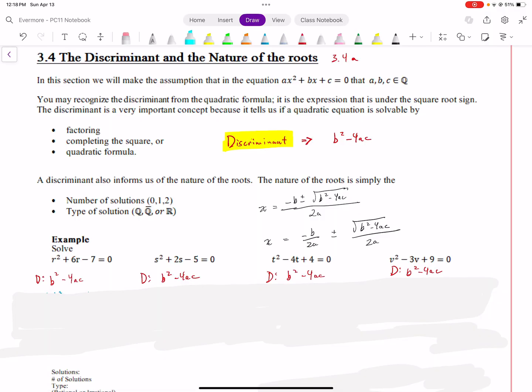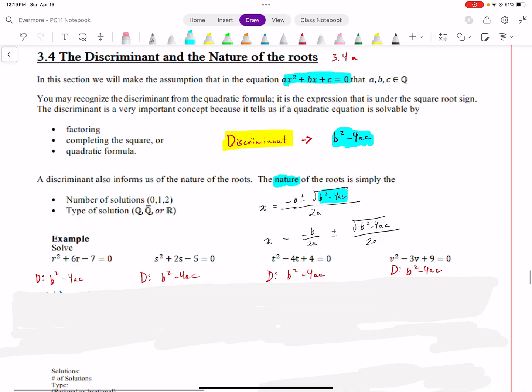So let us take a look at the discriminant. If we have an equation in general standard form, ax squared plus bx plus c is equal to 0, we can recognize the discriminant, b squared minus 4ac, because it is the expression that is underneath the square root sign. It would tell us if we should solve it by factoring, completing the square, or quadratic formula. It'll also tell us how many solutions we have, and that is called the nature and the type of solutions.